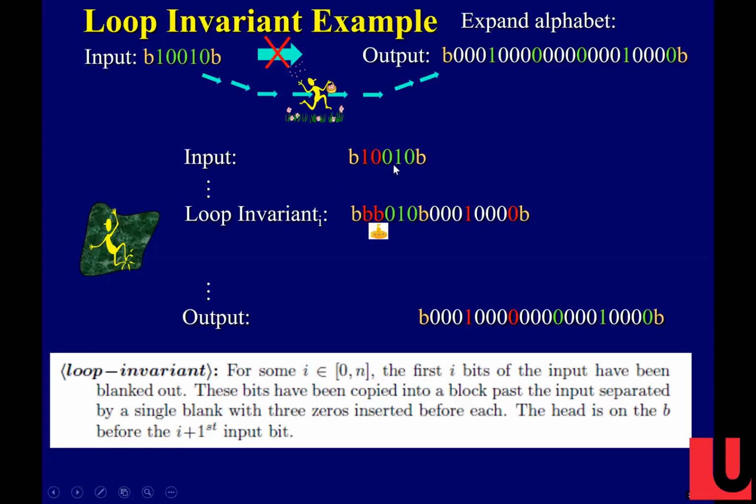So we had B10010B. So that's the input. So did we add the zeros? Did we make it extra? Like, we add the zeros here? I'm just thinking how these zeros came in. From where did they come?